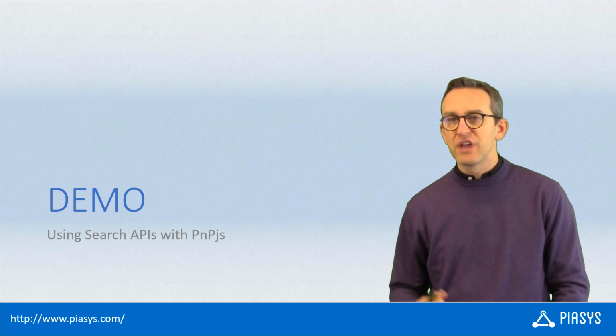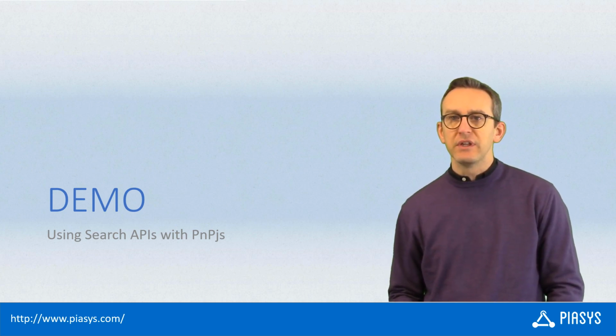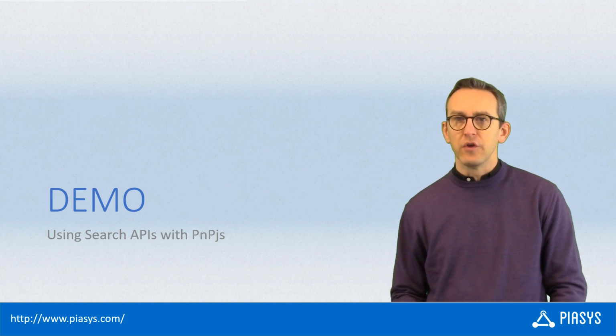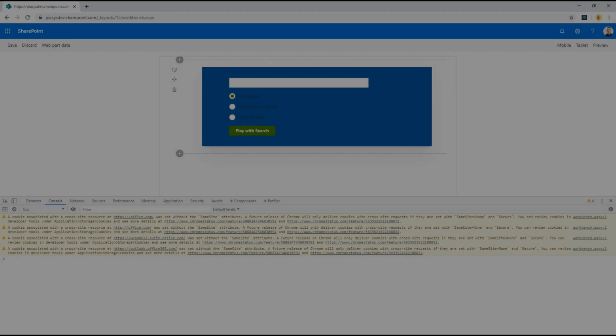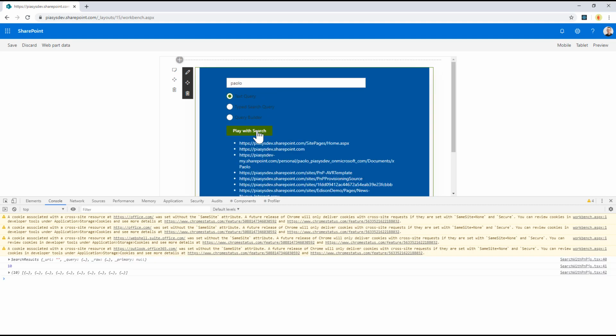So let me show you some of these functionalities in practice, and let's play with SharePoint Framework and PnPjs in the context of searching content. So here we are in SharePoint Online, and I have a custom web part in which I'm using PnPjs to make some search queries. Just to give you an idea about how it works, I can search, let's say, for myself, which should be a good search query.